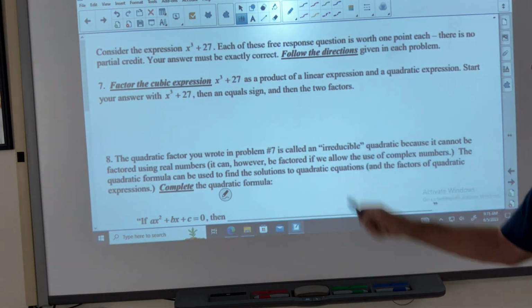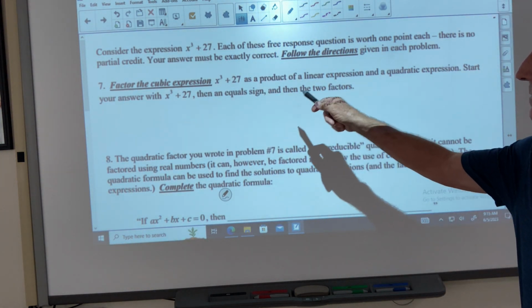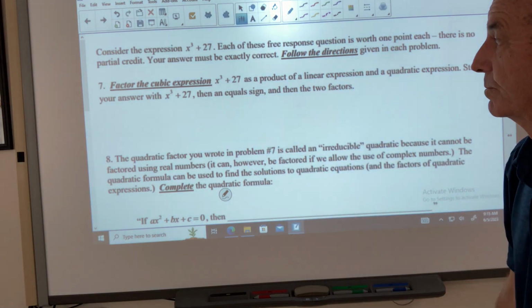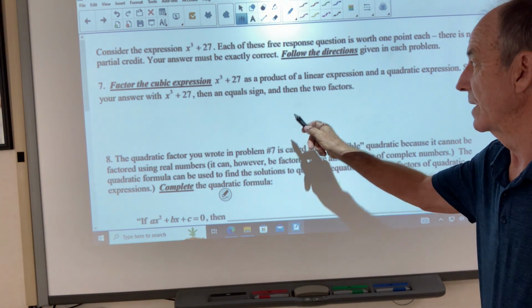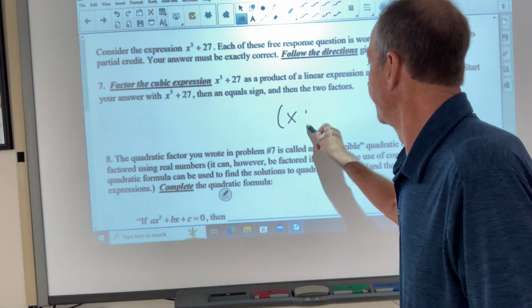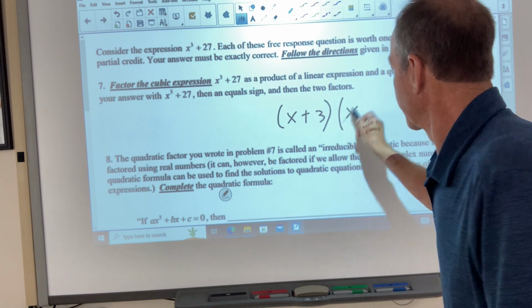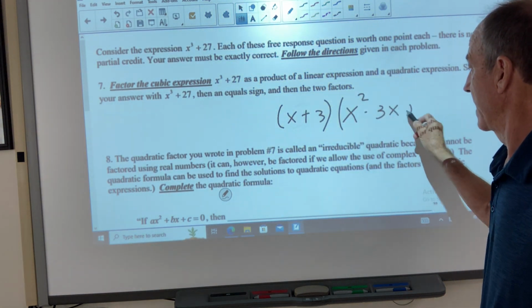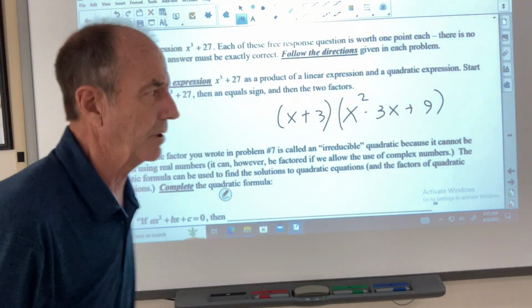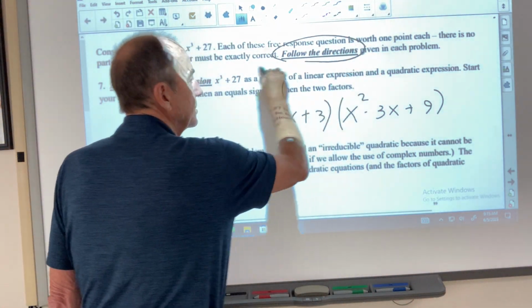Okay, factor the cubic expression x cubed plus 27 as a product of a linear and a quadratic. Start your answer with x cubed plus 27, then an equal sign, and then the two factors. So if you simply wrote down the x plus 3 and the x squared minus 3x plus 9, because you remembered how to factor that, you didn't get any credit, right? Because you didn't follow the directions.